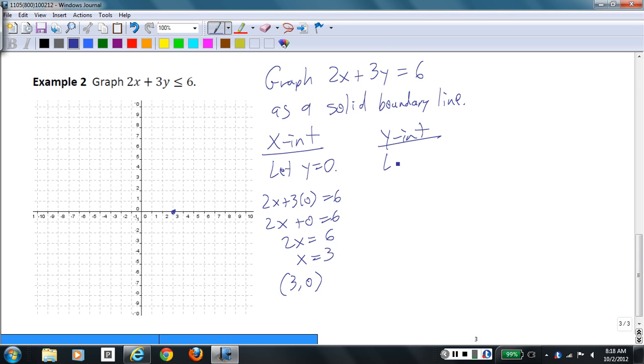And if we let x be 0, all the points on the y-axis have different y coordinates, but they all have an x coordinate of 0. 2 times 0 plus 3 times y equals 6. 0 plus 3y equals 6. And 3y equals 6, y would have to be 2. So put the x equals 0 and the y equals 2 together, and so the graph goes through the point 0, 2. Do we connect the dots with a solid line?